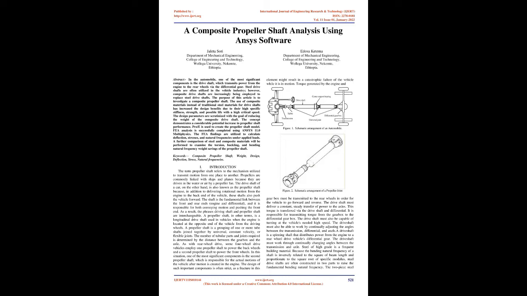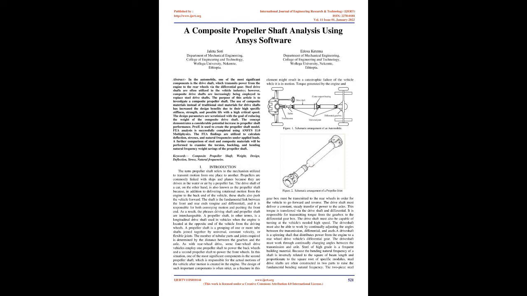The concept demonstrates a considerable potential increase in propeller shaft performance. Pro/E is used to create the propeller shaft model. FEA analysis is successfully completed using Ansys 11.0 Multiphysics. The FEA findings are utilized to calculate deflection, stresses, and natural frequencies under applied loads. A further comparison of steel and composite materials will be performed to examine the torsion, buckling, and bending natural frequency weight savings of the propeller shaft. Keywords: composite propeller shaft, weight, design, deflection, stress, natural frequencies.